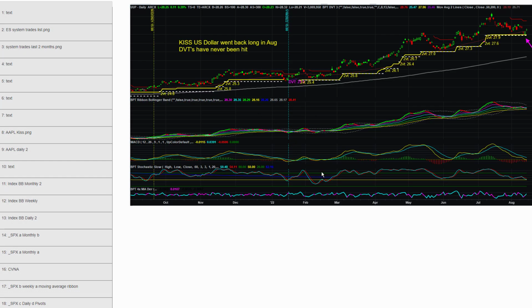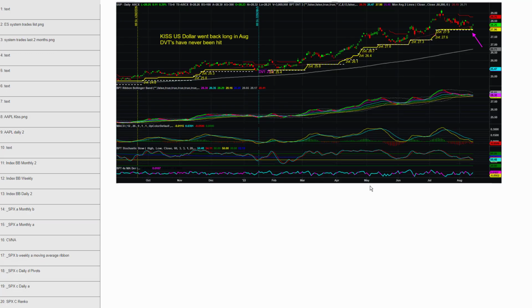Next, chart 79. Here is the KISS version of UUP, the dollar. So the KISS system actually went back long in August. None of these DVTs were hit. This vertical line just shows another entry point, but technically this entry back here was never hit. And to me, the dollar looked like a lower risk long last week on the retest of this ATR near the previous DVT. So we'll see if it can rally off this area.